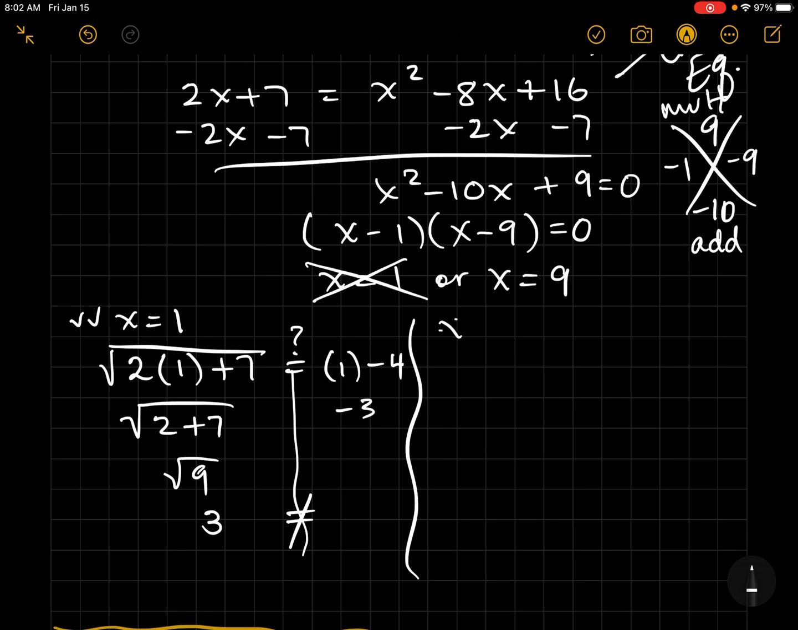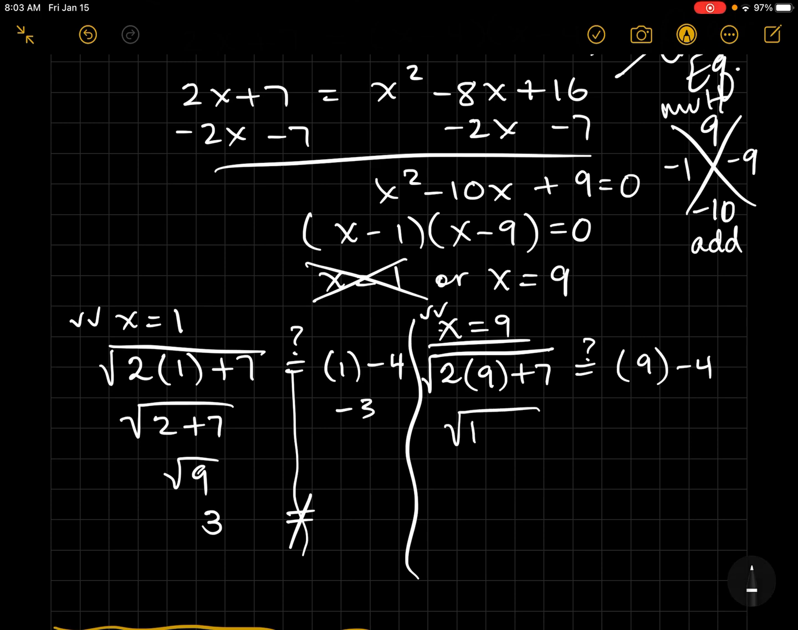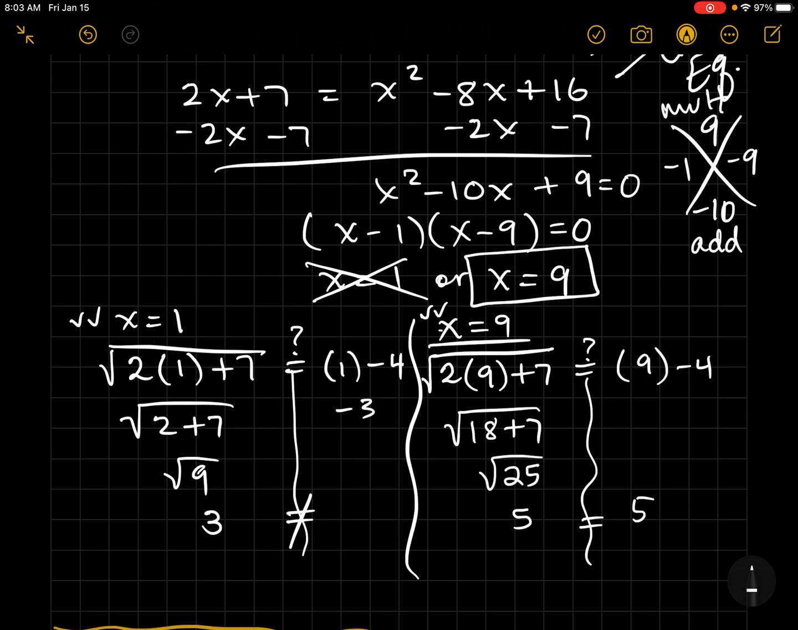We're going to check for 9. And let me caution you, sometimes neither works. So I'm plugging 9 in. So I'm looking at the square root of 18 plus 7. Radical 25 is 5. And that does equal 5. So that is a good solution.